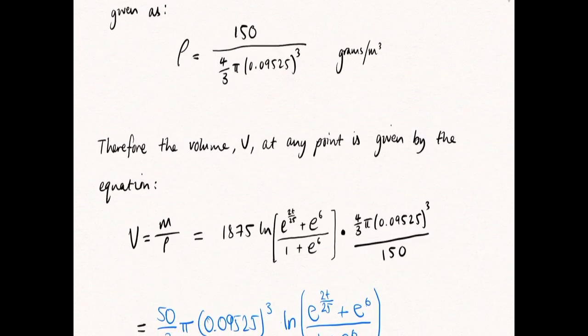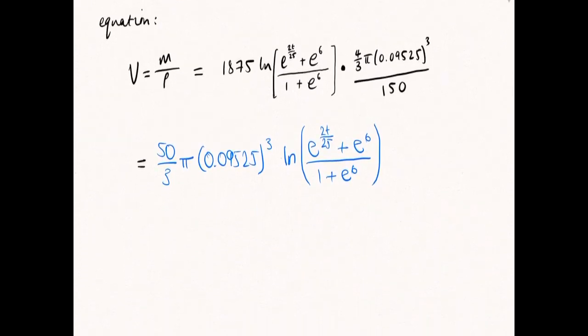Assuming our density of the onion is constant at the density of a full-grown large onion, it can be given as the mass of a large onion, which is 150 grams, divided by the volume of a large onion using the radius of 0.09525 meters. So therefore our volume at any point can be given by the equation here. Volume equals the mass over the density. So we times the equation for the mass by the reciprocal of the density to get our equation for our volume at any point in time.